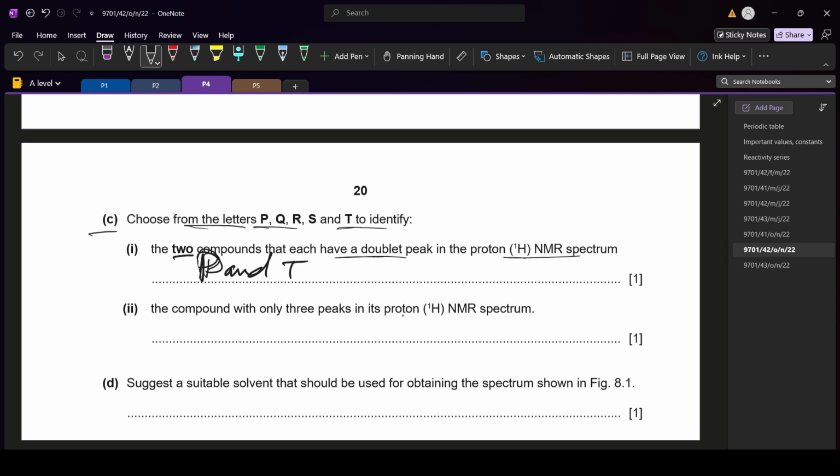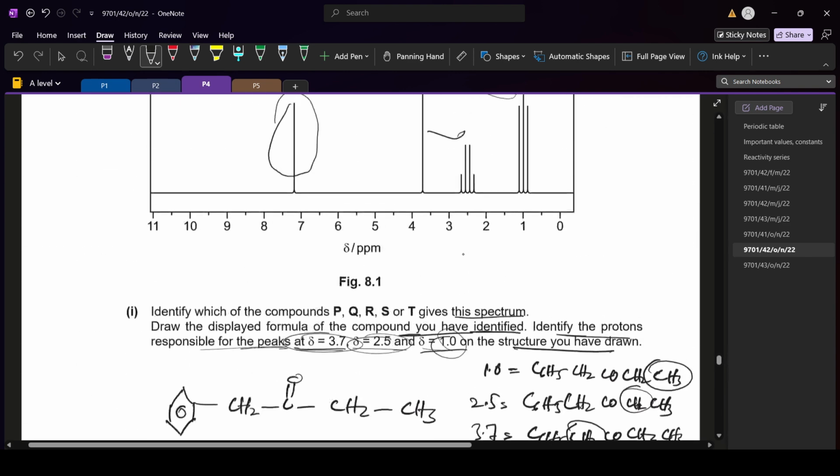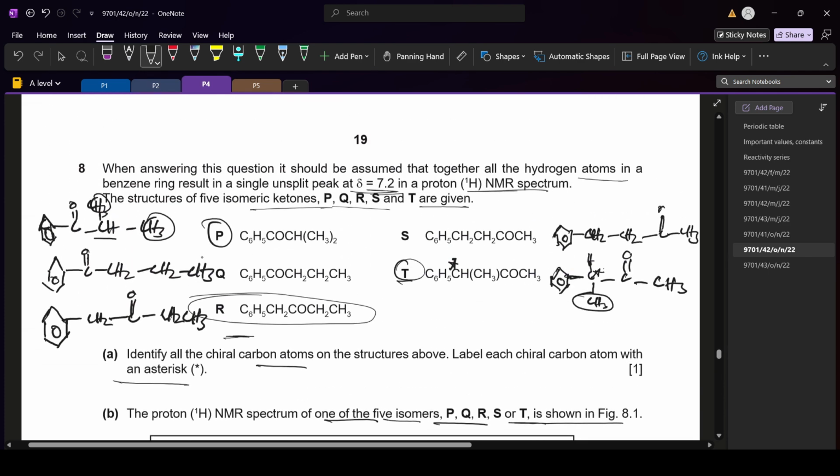Now the compound with only 3 peaks in its NMR spectrum. It's going to be P, because these both hydrogens have the same environment. Let's draw this again. CH3. So these both hydrogens have the same environment. Then you have this hydrogen, which has a different environment. Then you have these hydrogens. So 3 peaks. Only 3 peaks will be given by P.